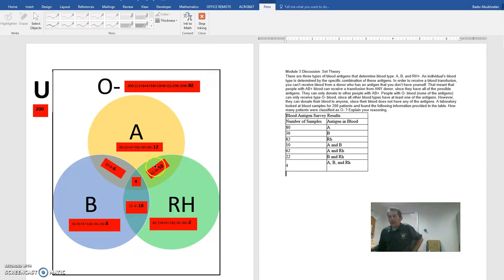The 3 groups all intersect in this small part between them here. And this intersection has 4, and that's what happens in the question. It tells you that this intersection has 4 of them. So I just put the number 4 here inside in the red, which means that these 4 people have blood type A, B, and RH. So they have blood type AB positive.